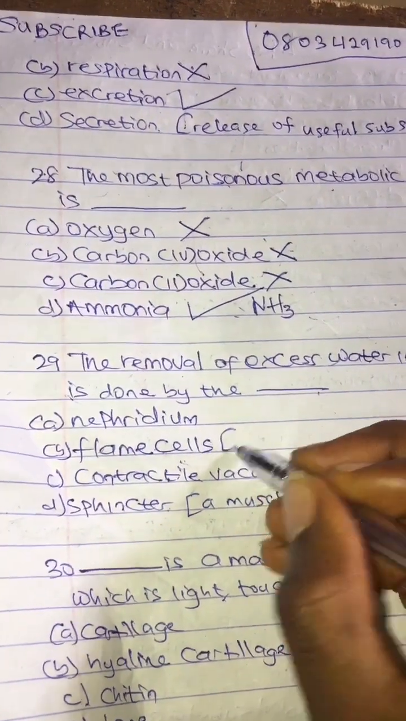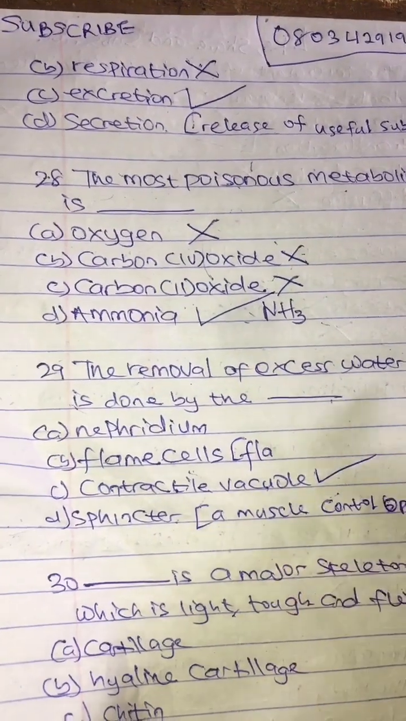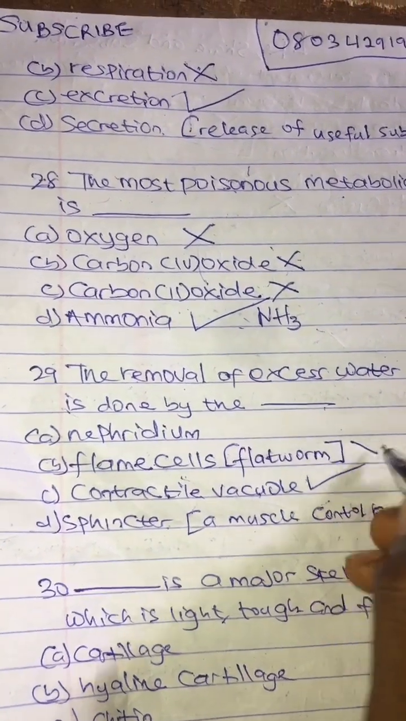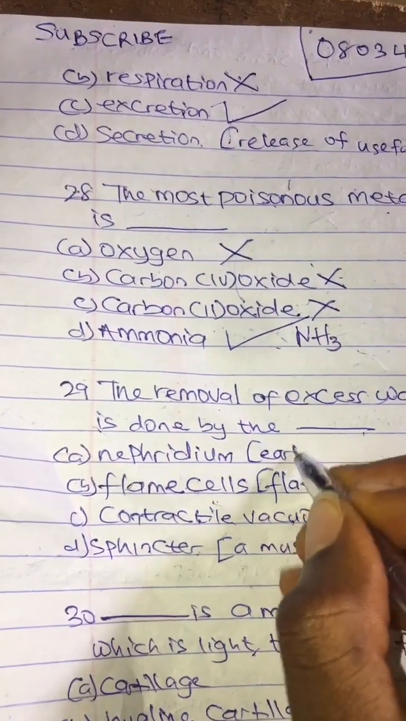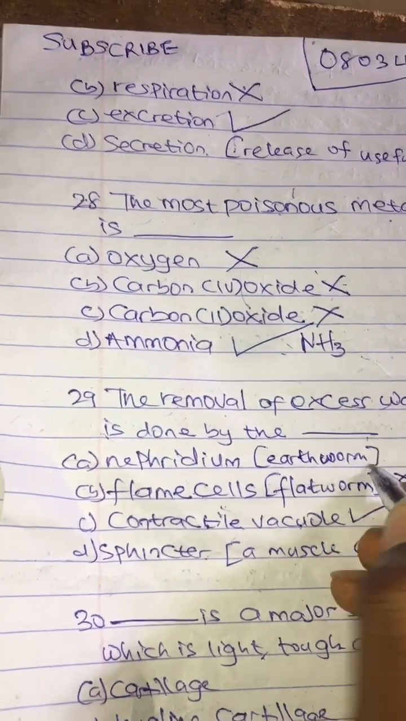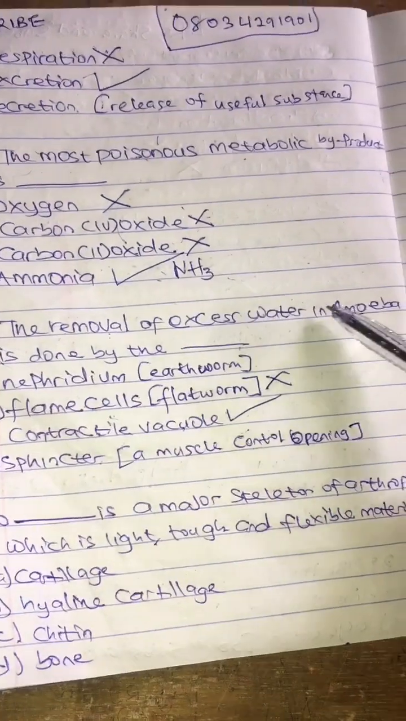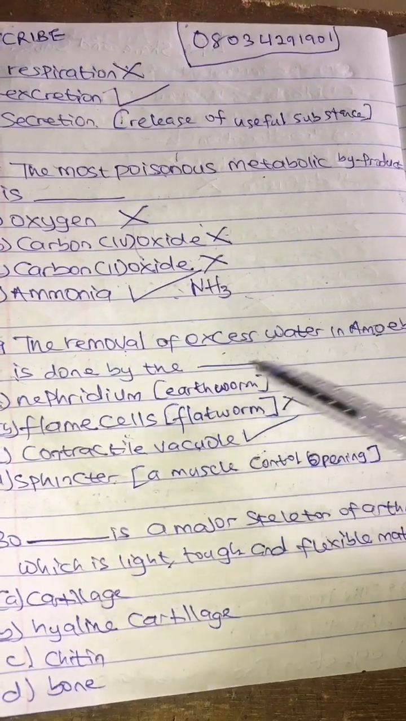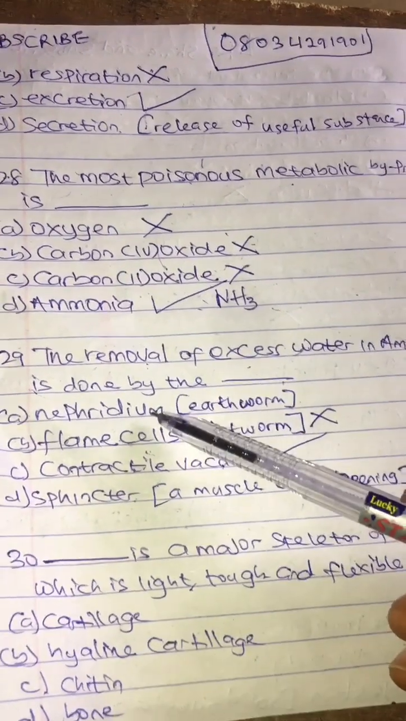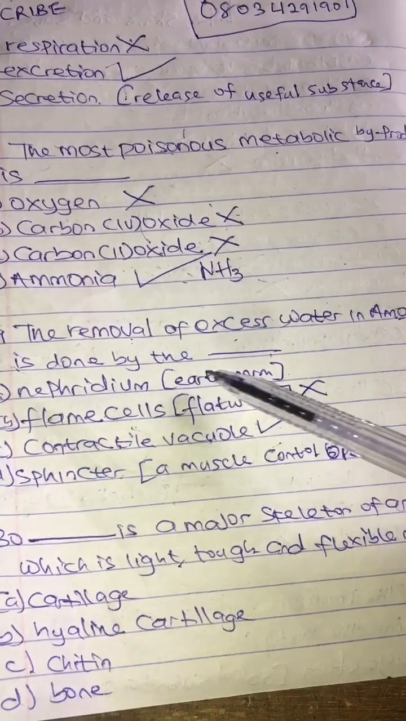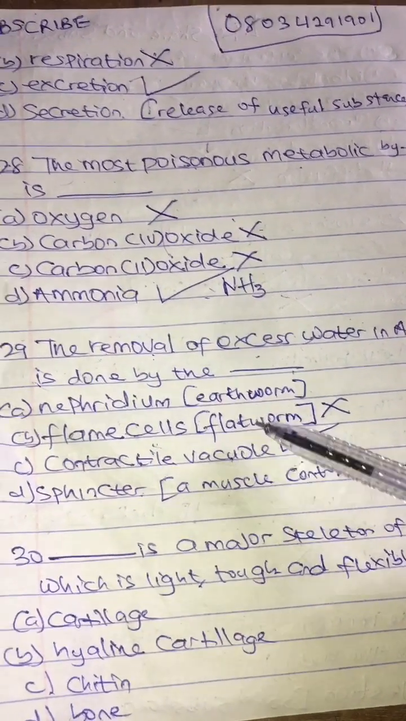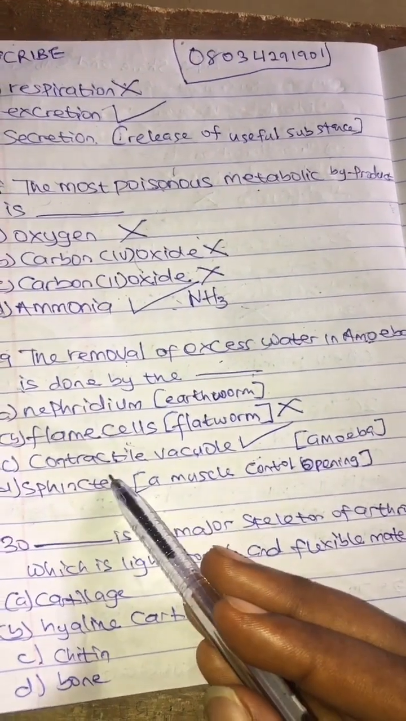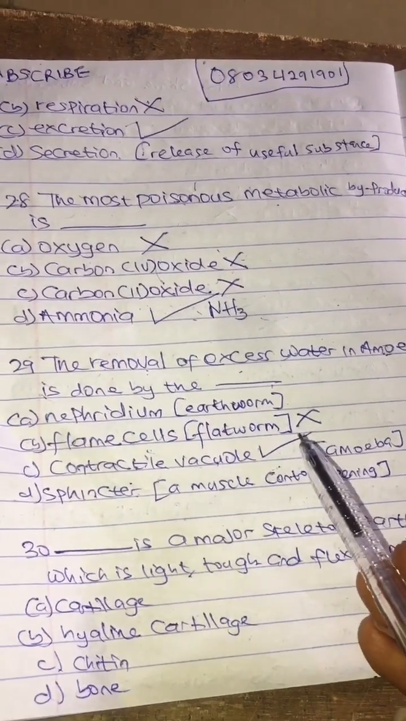Contractile vacuole is found in the amoeba. Flame cell is found in the flatworm, so it's also wrong. While nephridium is found in earthworm. So note this. They can twist the question and ask the process by which excess water is removed in earthworm. You should know that it's nephridium. So nephridium belongs to earthworm, flame cell belongs to flatworm, contractile vacuole belongs to amoeba, while sphincter is a muscle. I think we understand it better now.